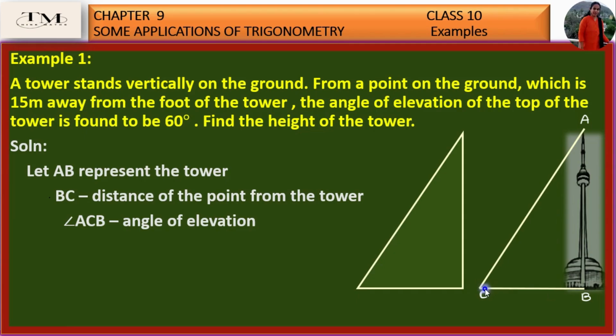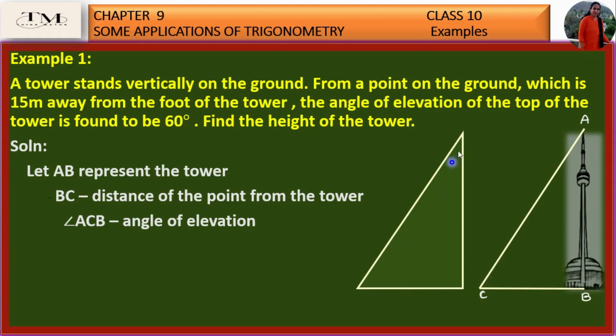So the angle of elevation of the top of the tower. So top of the tower, angle of elevation. So from C to A, this is the line of sight and BC is the horizontal. So angle ACB is nothing but angle of elevation.